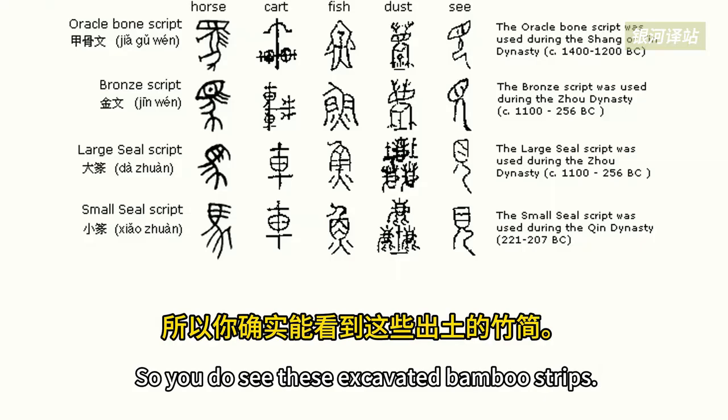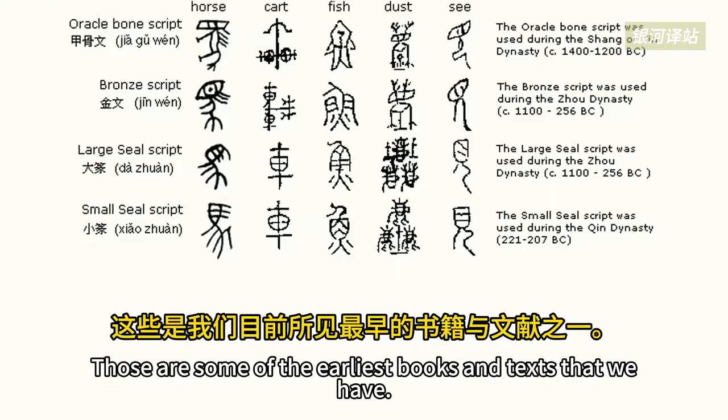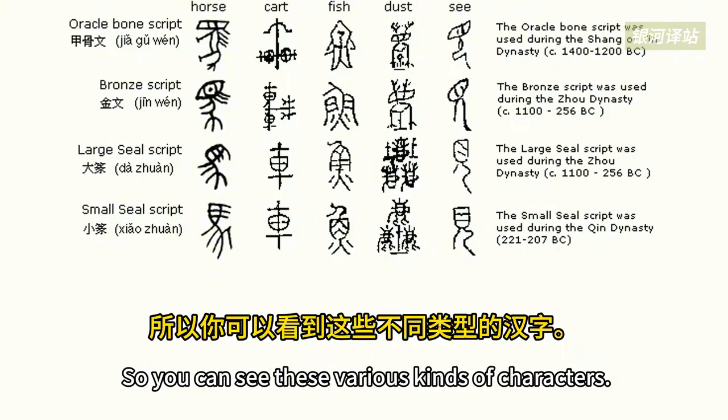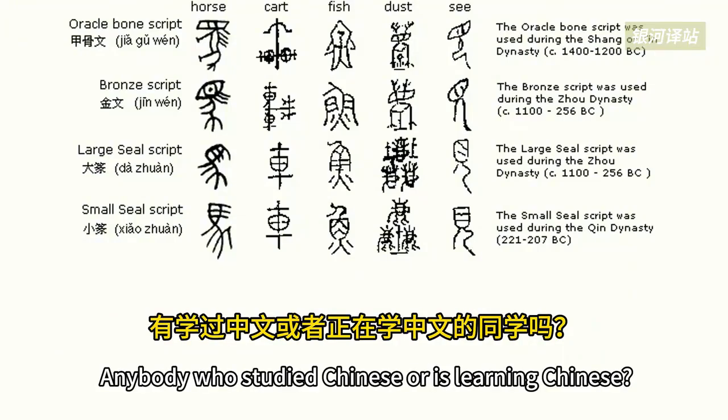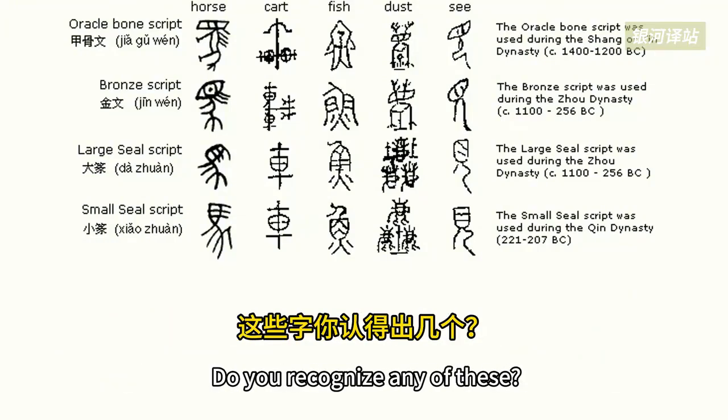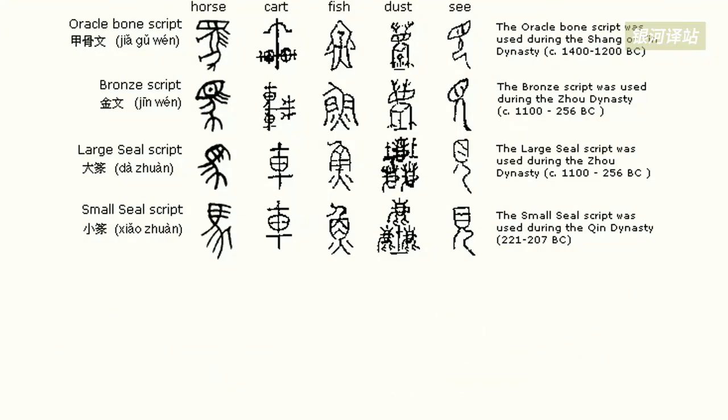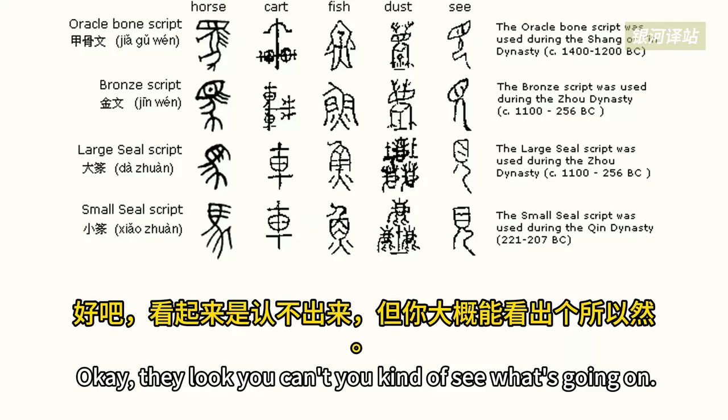So you do see these excavated bamboo strips. Those are some of the earliest books and texts that we have. So you can see these various kinds of characters. Anybody who's studied Chinese or is learning Chinese, do you recognize any of these? Look familiar? You kind of see what's going on.